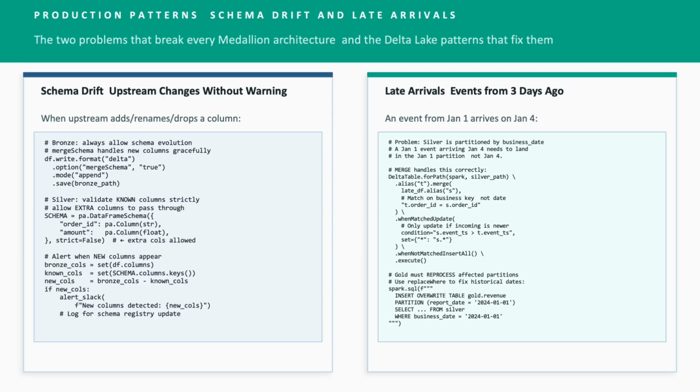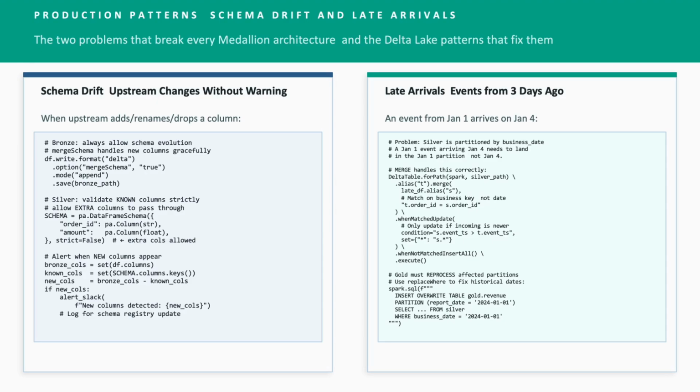Late arrivals: an order from January 1st arrives on January 4th. Without merge, you would append it to the January 4th partition. Now the same order exists in 2 partitions, double counting. With merge, the match condition is on order ID, not on dates. So the late arrival matches the existing row in the January 1st partition, and when matched, it updates with the event timestamp condition, updating only if it's newer. No duplication, correct final state.